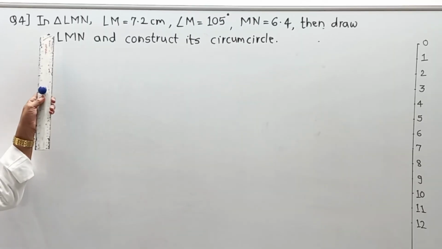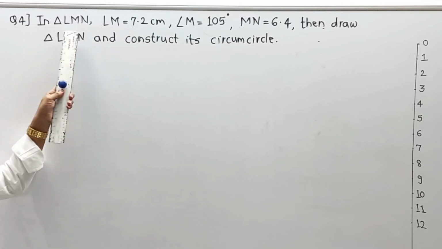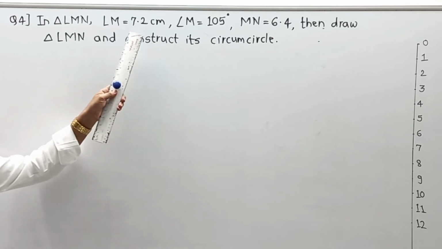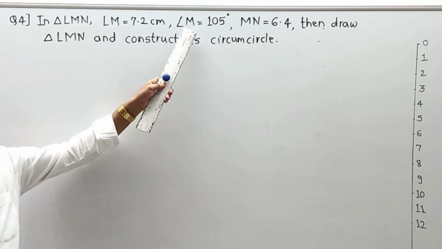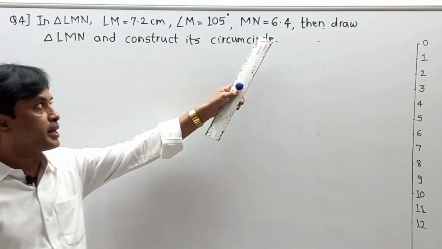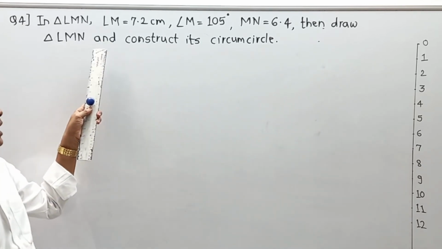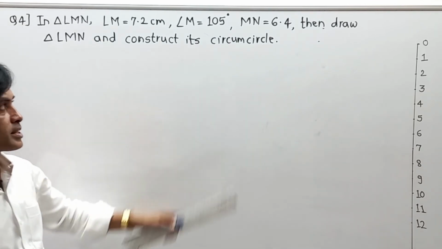Now, moving to question number 4, and the part is in triangle LMN. In triangle LMN, LM is 7.2 centimeter. Angle M is equal to 105 degrees. MN is equal to 6.4 centimeter. Then draw triangle LMN and construct its incircle.